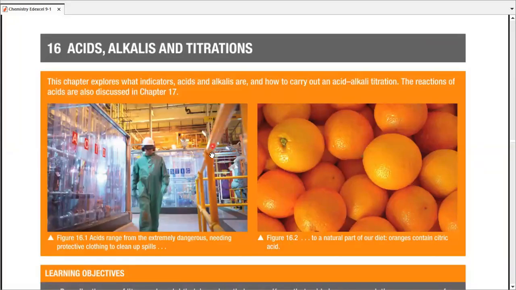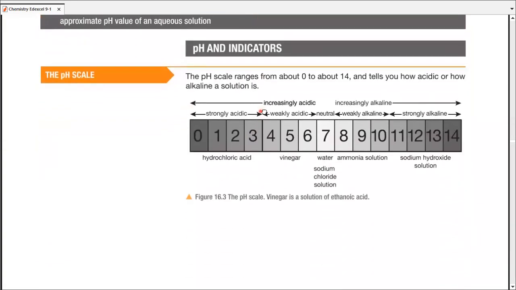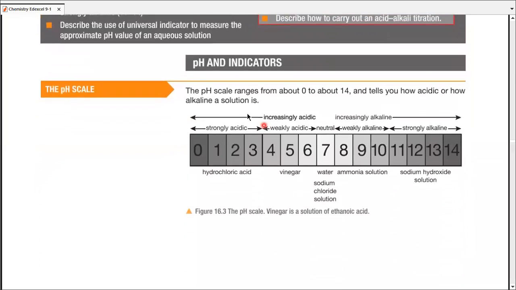So the inorganic chemistry part, chapter 16, acids, alkalis, and titrations. Let's get you introduced with all of these words, since most of them are new. So starting off with pH and indicators. The pH scale is the scale which can tell us how acidic or how alkaline a solution is.